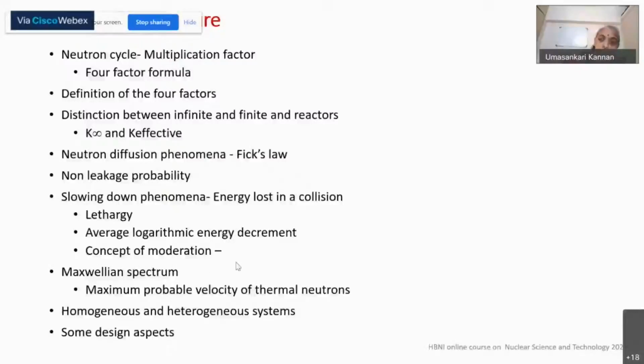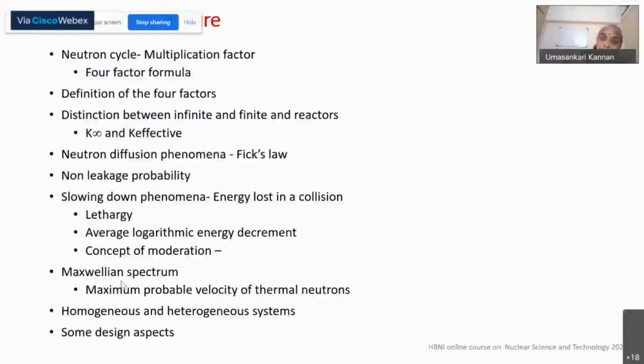Then I introduced the concept of moderation. I also told you why a combination of natural uranium and light water cannot go critical, whereas natural uranium and heavy water is a critical combination where we can get a K infinity more than 1. And therefore, I told you some concepts of moderation. I also told you that in light water reactors the fuel has to be spaced closer, and in heavy water reactors the fuel is placed a little farther away.